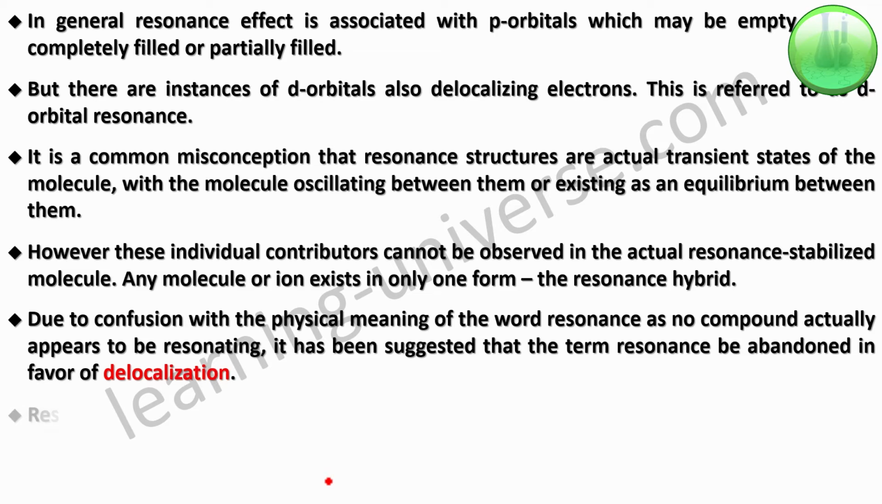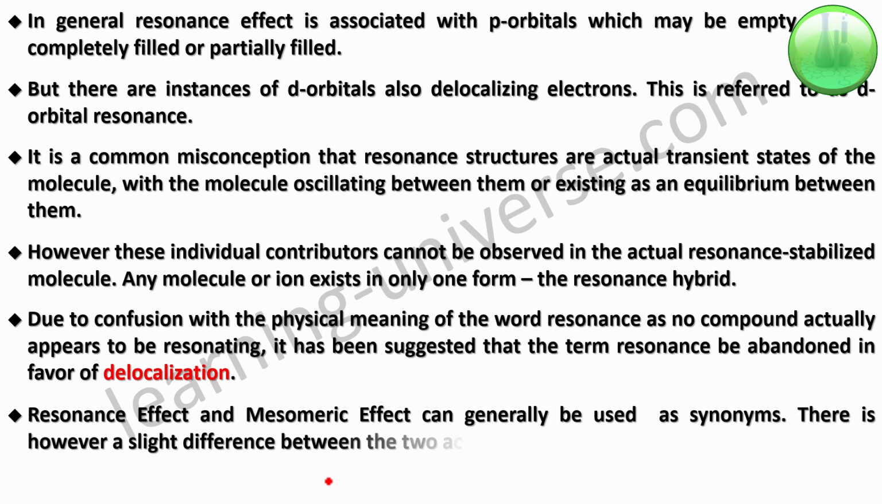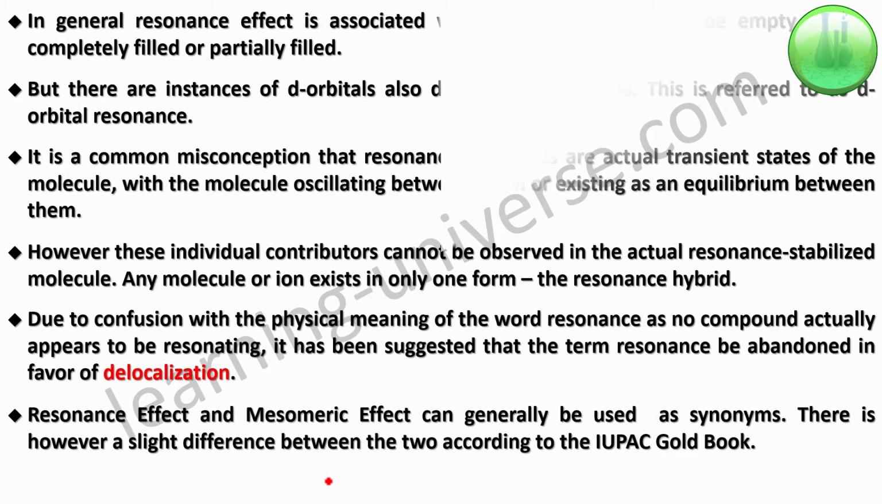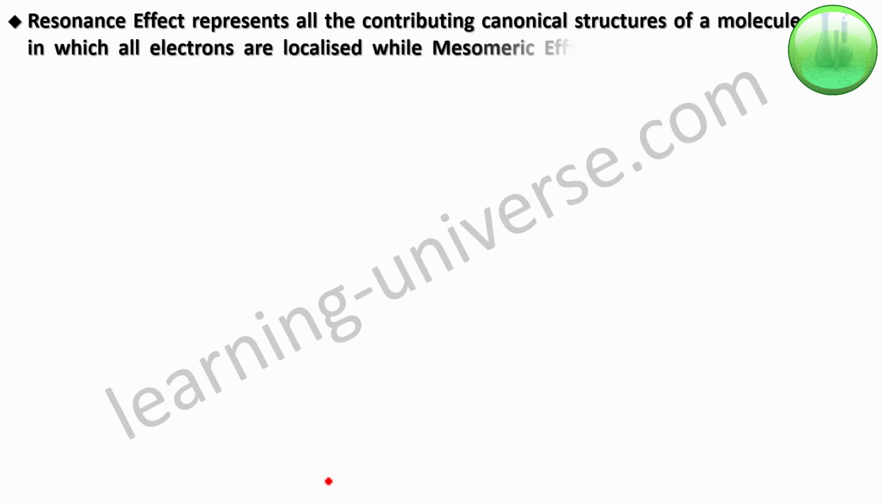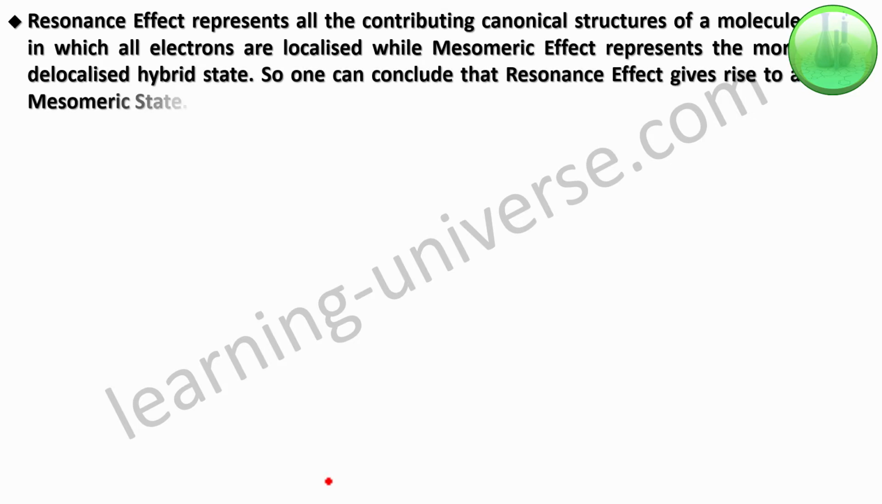Now, as I said at the beginning, resonance effect and mesomeric effect can generally be used as synonyms, but there is a slight difference according to the IUPAC Gold Book. The difference is that resonance effect represents all the contributing canonical structures of a molecule in which all electrons are localized, while mesomeric effect represents the more delocalized hybrid state. So one can conclude the resonance effect gives rise to a mesomeric state. So the hybrid is the mesomeric state and the contributing structures are resonating structures. So resonating structures give a mesomeric state, the hybrid.